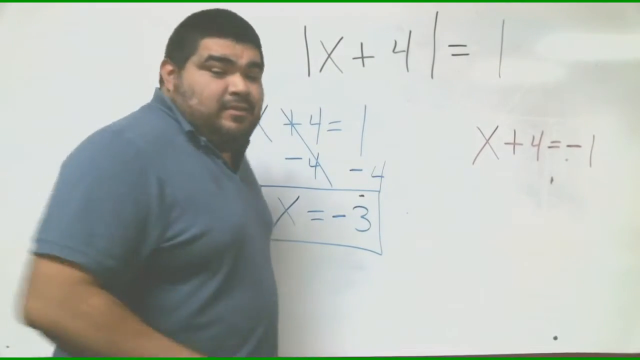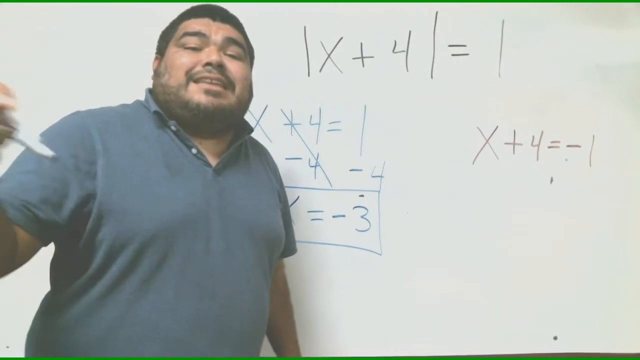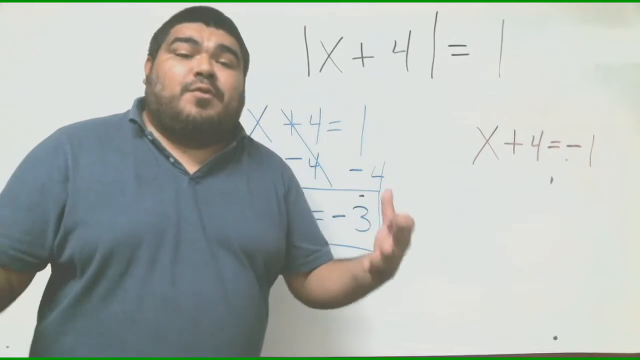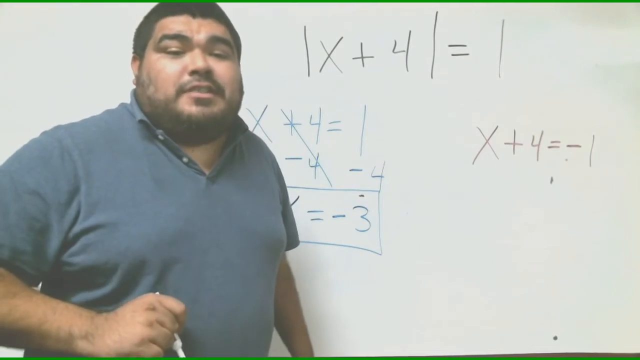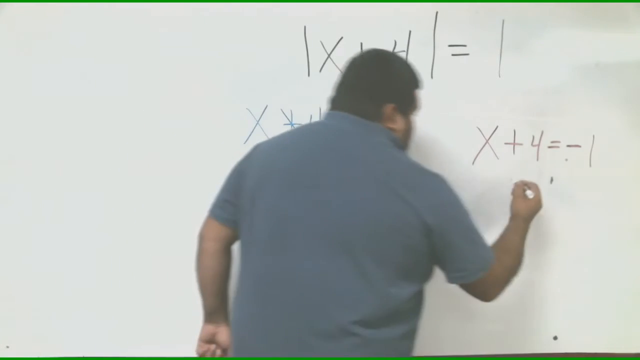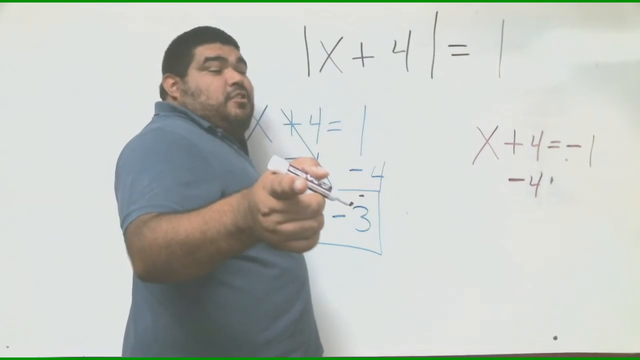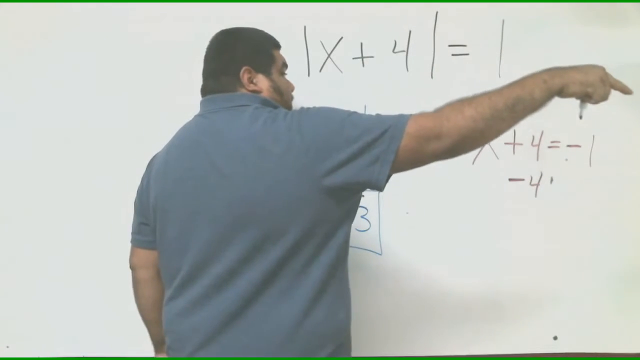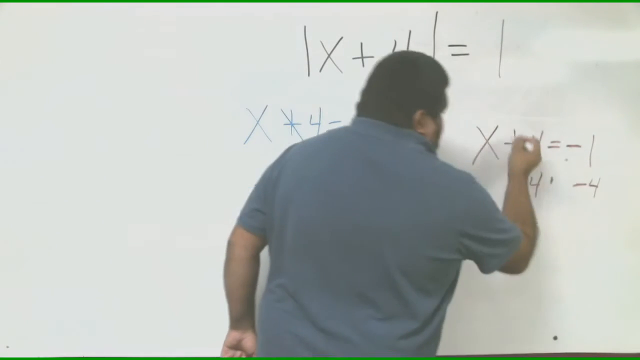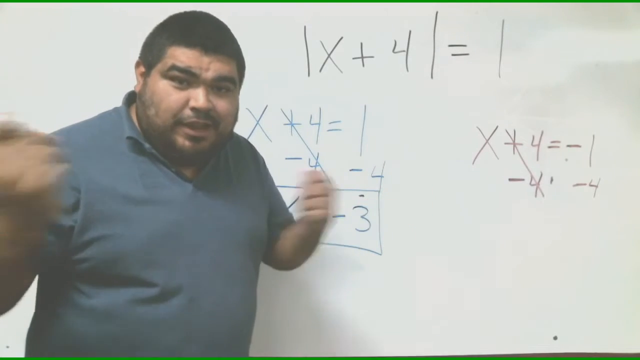We have x plus 4 equals negative 1. We do the same thing we did on the other problem. We're trying to get rid of the 4, so the opposite of positive 4 is negative 4. Good. Remember, we also have to do it on the other side, so we have negative 4. The 4 and the negative 4 cancel out. That's the whole point. We're trying to solve for x.